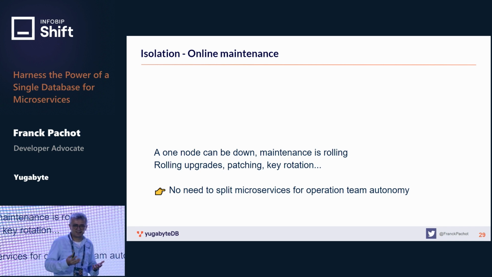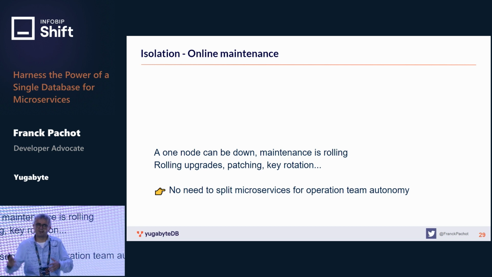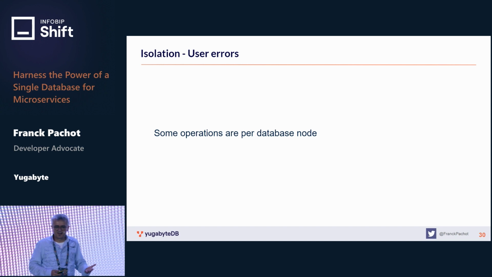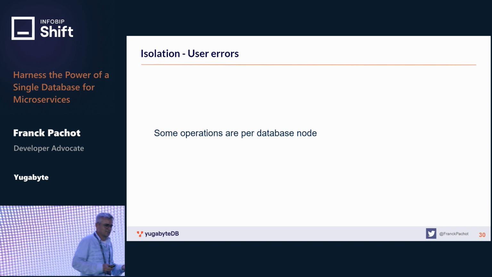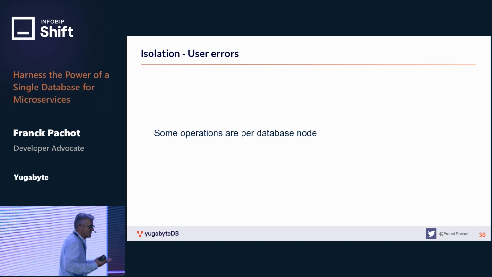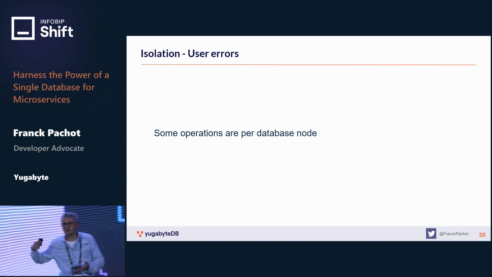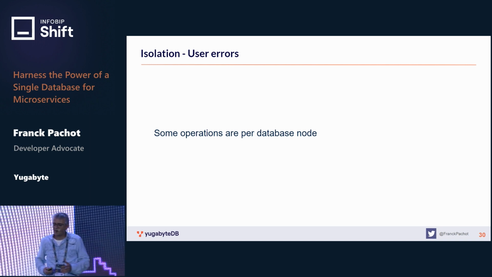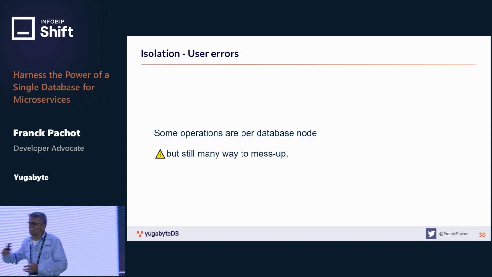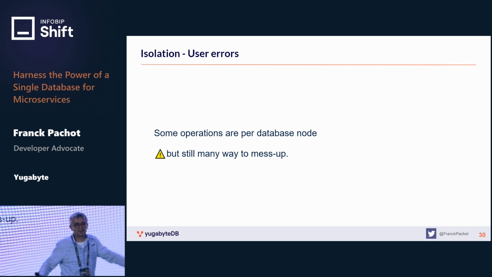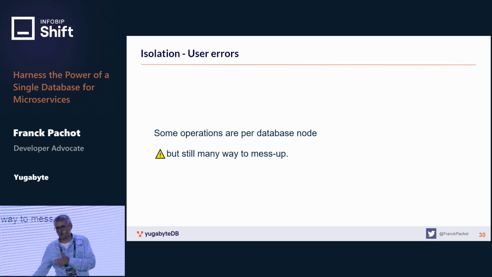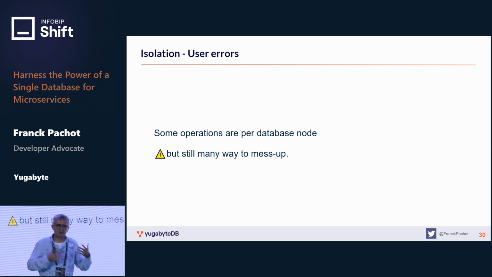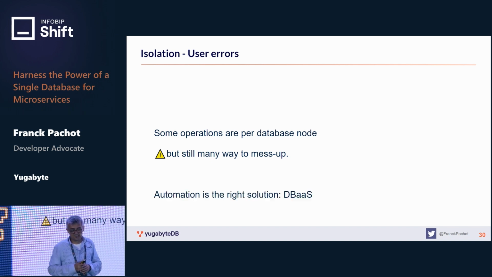So no need to split microservices for these reasons. Of course, there are other reasons to split. User errors. Some operations are run on a specific node. For example, if you terminate an instance, the distributed database will still continue because other nodes can take the reads and writes. But of course, if you just Terraform destroy the whole cluster, you will destroy everything. So for user errors, it really depends what you are doing. I think automation is much better than anything else to avoid that.